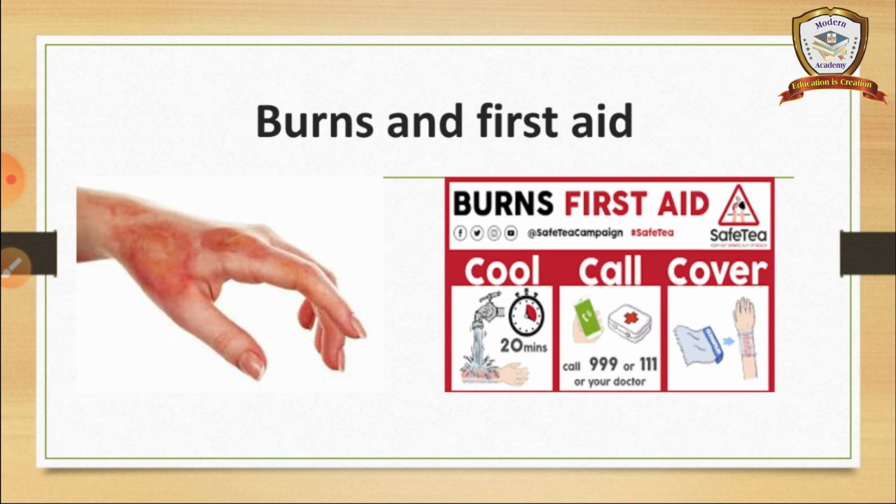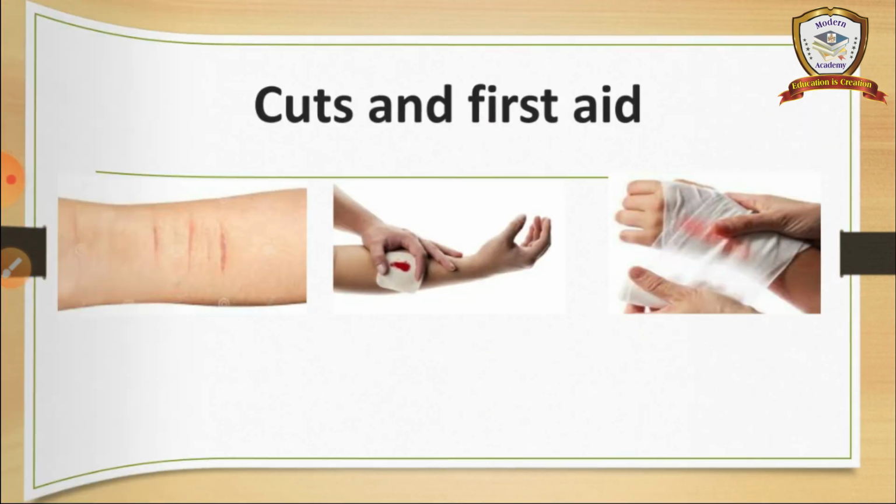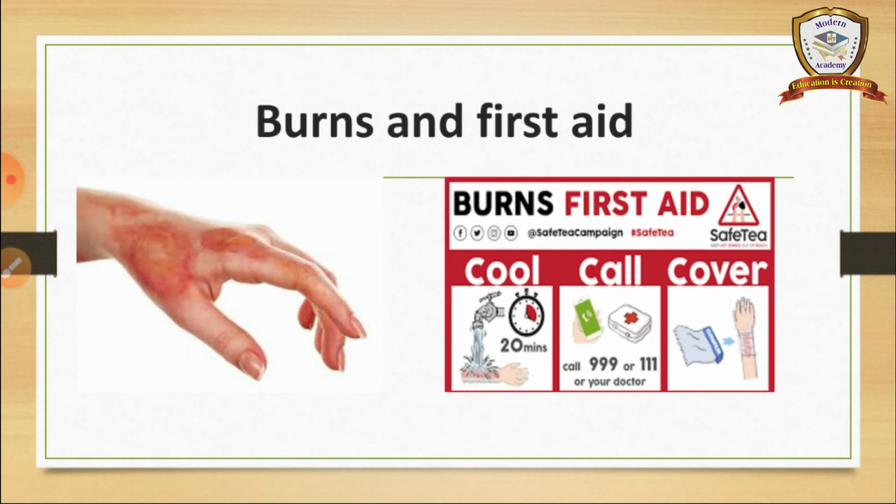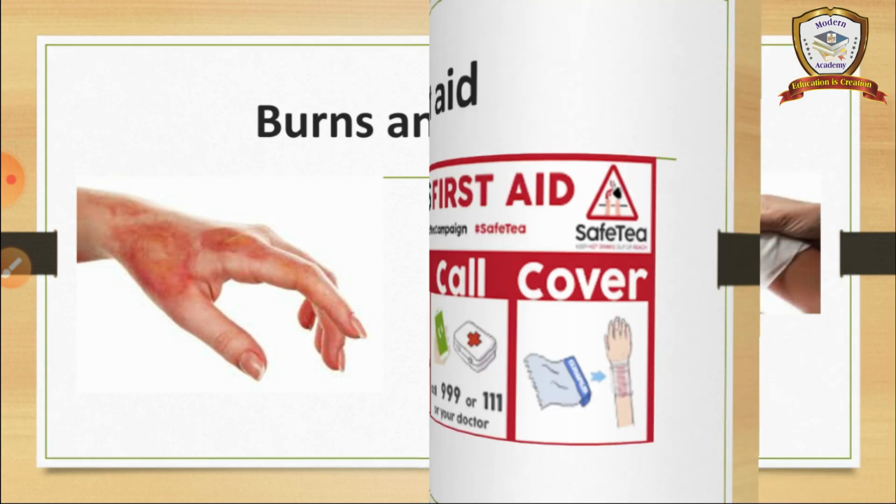For a minor burn, we can do first aid by cleaning it with water and applying antiseptic cream. But for a major burn, we have to call them to the hospital. This method can be followed for first aid: cool, call, cover, the triple C. Cool for 20 minutes, call this number, and cover with cotton cloth or a band-aid.